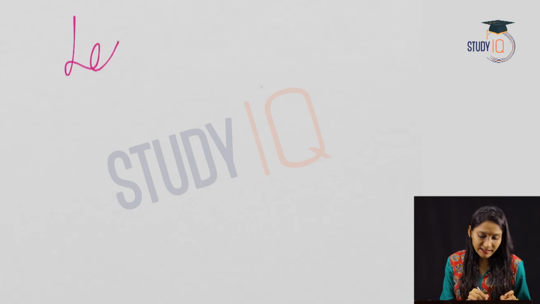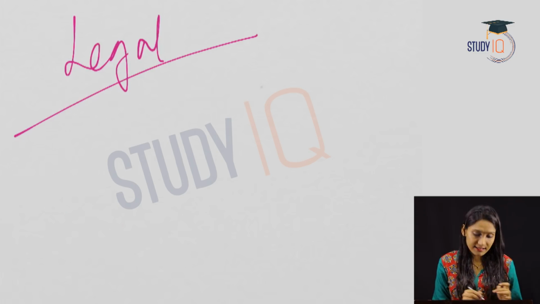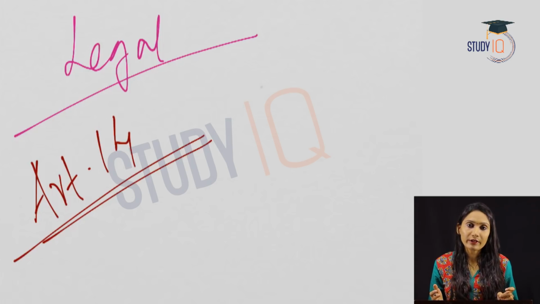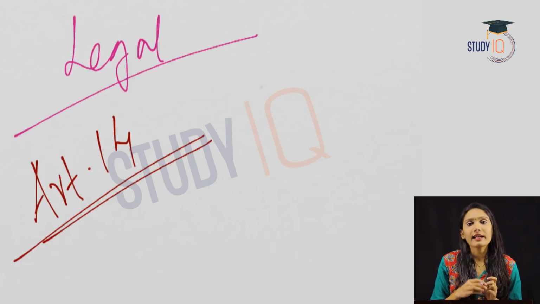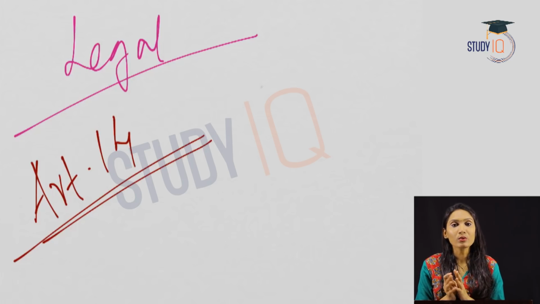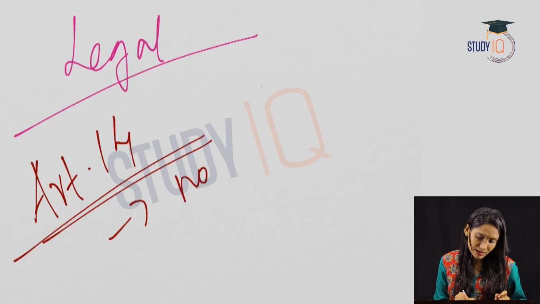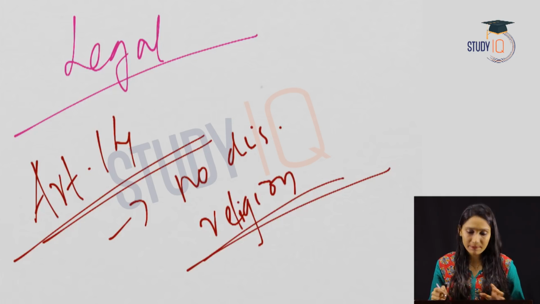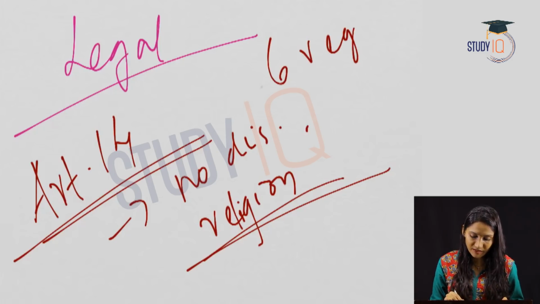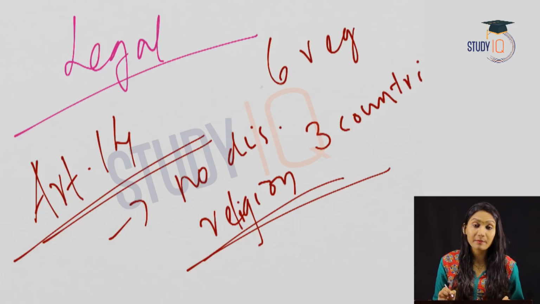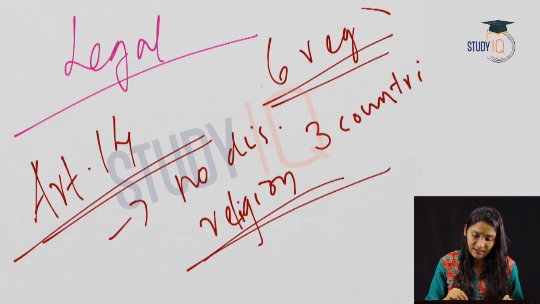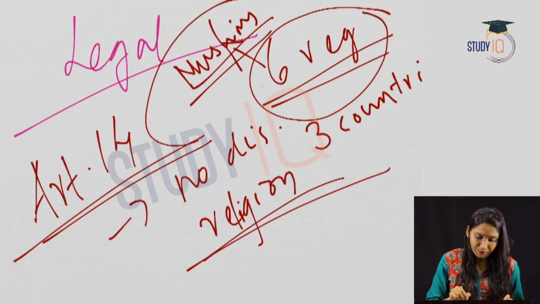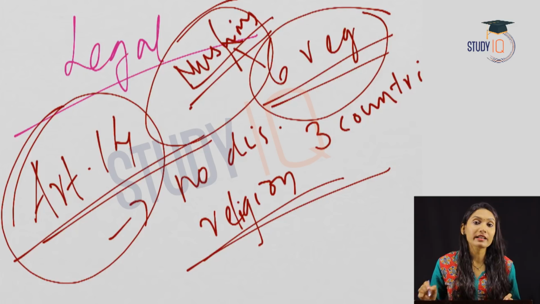Let us now see the legal side of it. First of all, critics say that this is against Article 14 of the Indian Constitution. So what is Article 14? Article 14 says that there cannot be any discrimination between two religious groups. So no discrimination between religious groups. And we have seen that according to this bill, 6 religious groups from 3 neighboring countries are eligible for Indian citizenship. And among these 6 religions, Muslims are excluded. So, this is against Article 14 of the Indian Constitution.